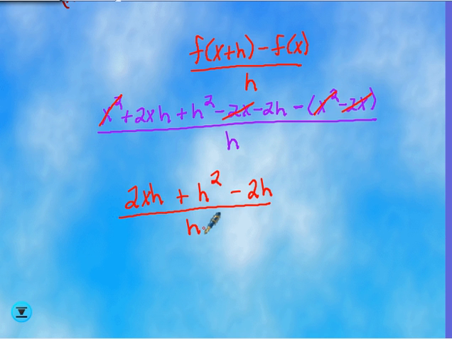Another way to check yourself on this type of problem: number one, that whole f of x should cancel out if you worked it correctly. Number two, you're going to have to divide by h, and what you're left with should all be divisible by h. It should clean up like that every time.